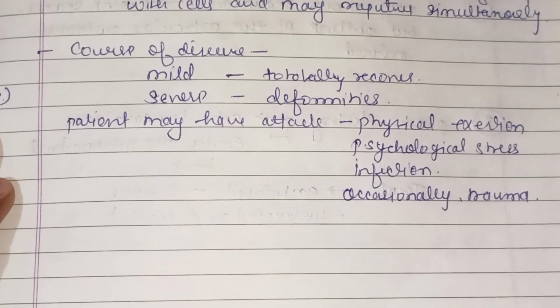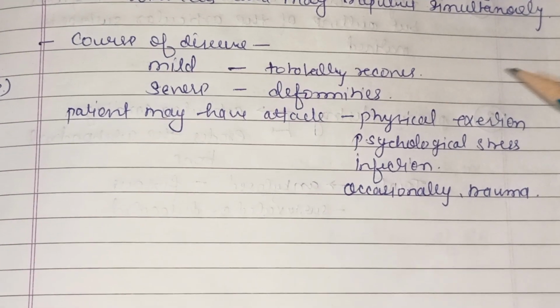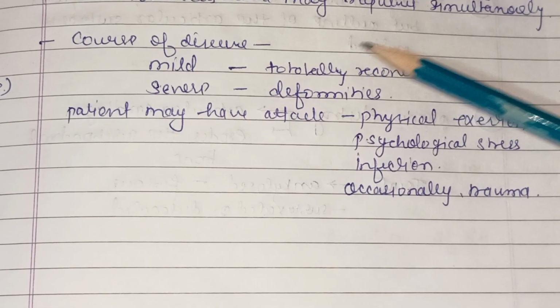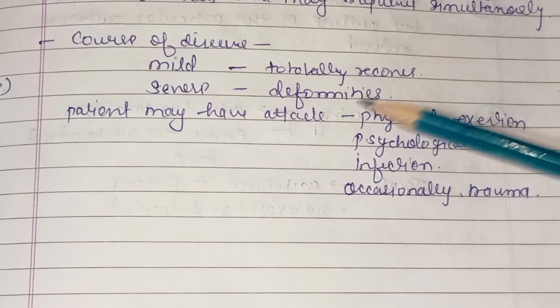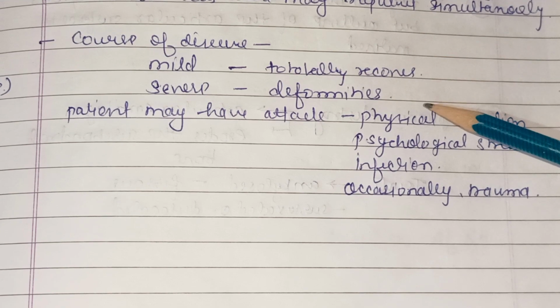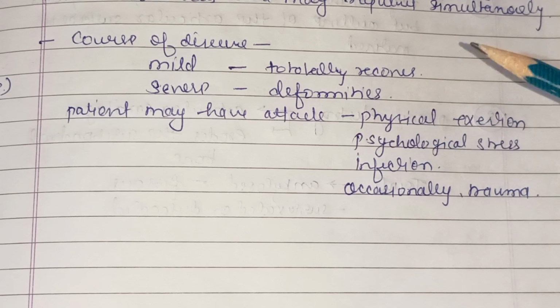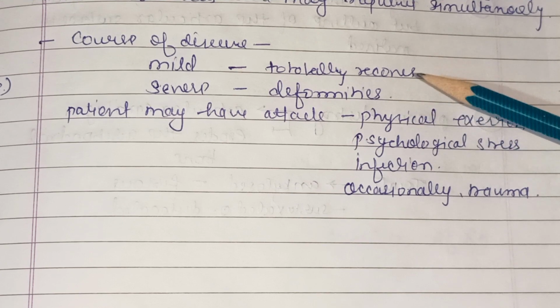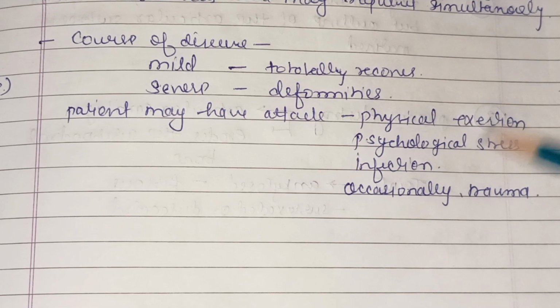Okay, now some of the course of the disease, how the course progresses. In mild cases it totally recovers. In severe cases, deformities will form and the patient may have an attack. Sometimes it follows physical exertion, psychological stress, infection, or occasionally a trauma.